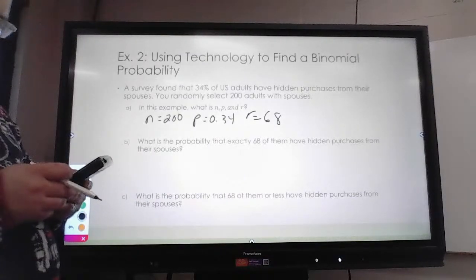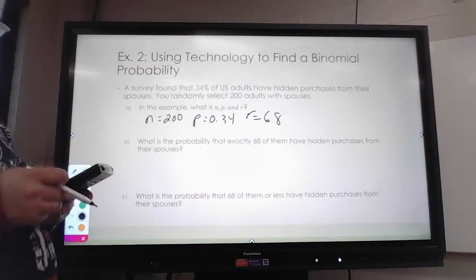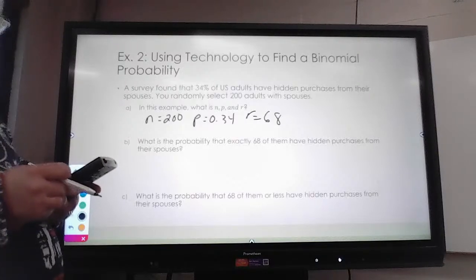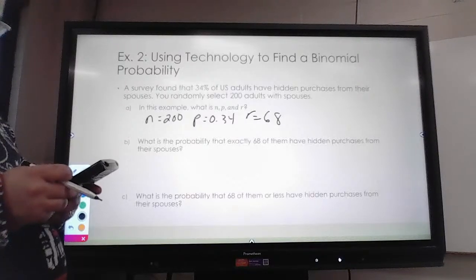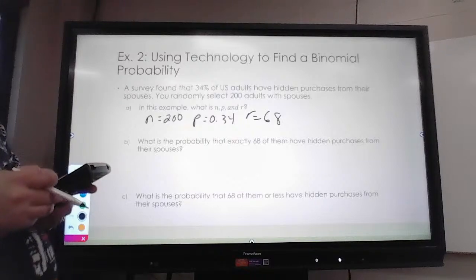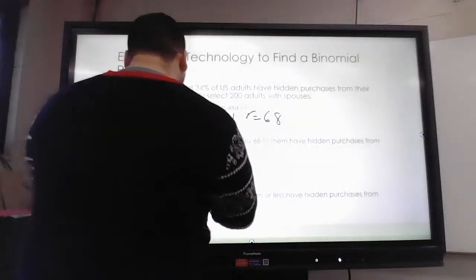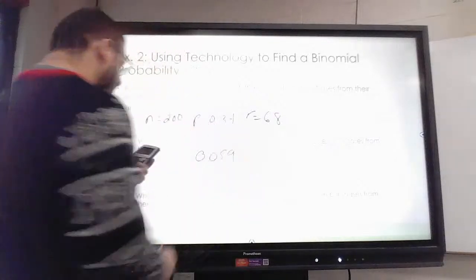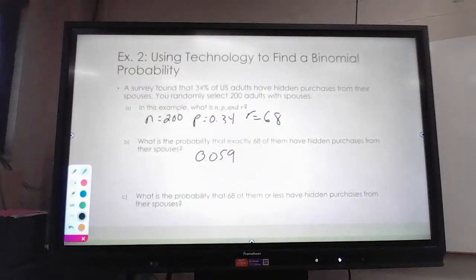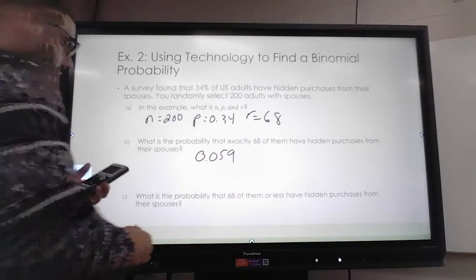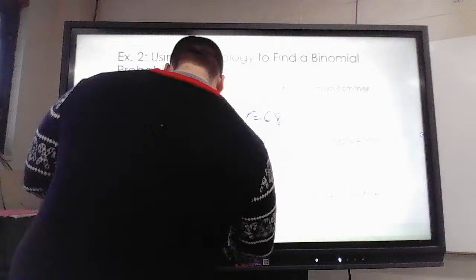I'm going to do the exact same type of formula that I used here. So binomial PDF 200, 0.34 and 68. And I get 0.059. Then I do binomial CDF for 68 or less. So 200, 0.34, 68. And I get a value of 0.533.